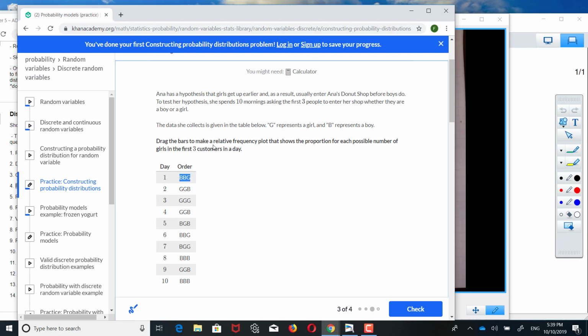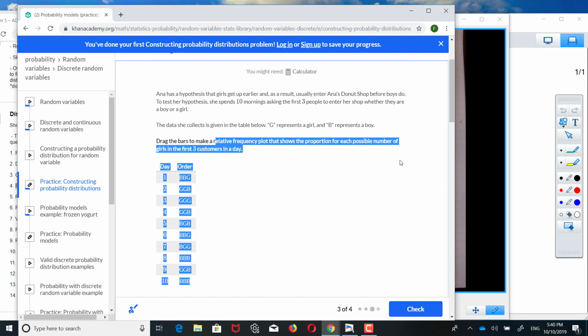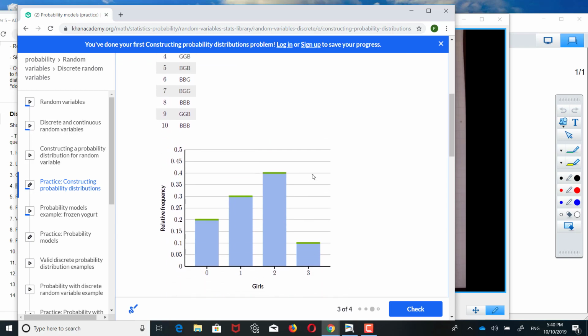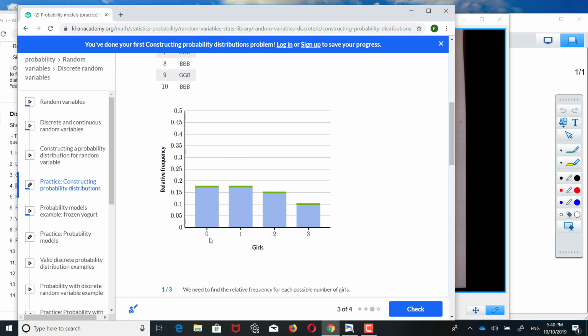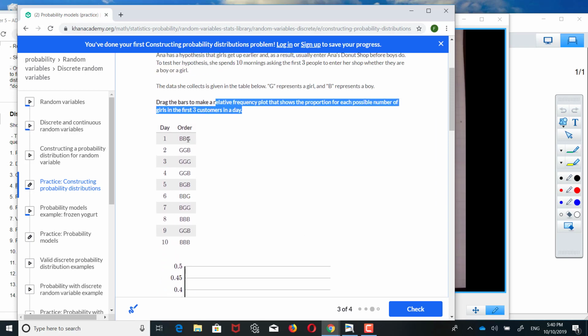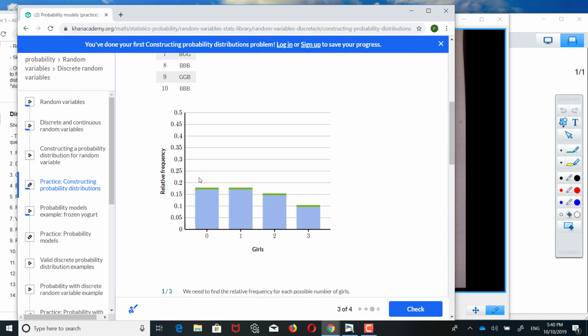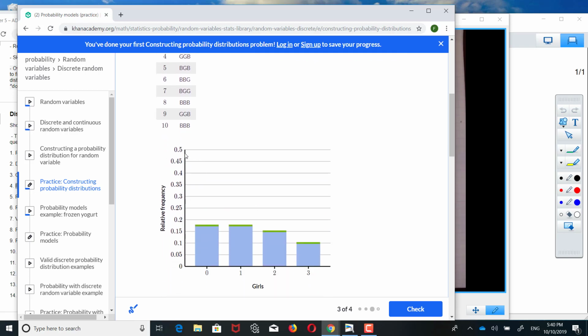Drag the bar to make the relative frequency, meaning the probability plot that shows the proportion for each possible number of girls in the first 3 customers in a day. As you can see, you can just drag this graph like this. X represents the number of girls in the first 3 people, and this is relative frequency, meaning probability.